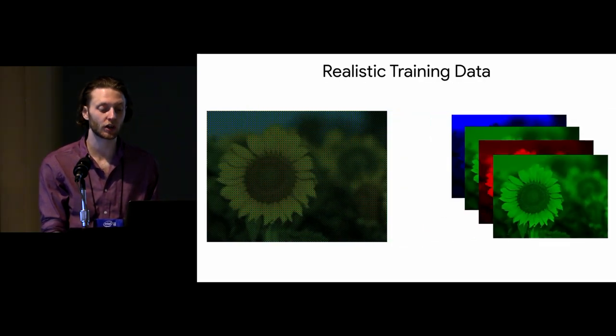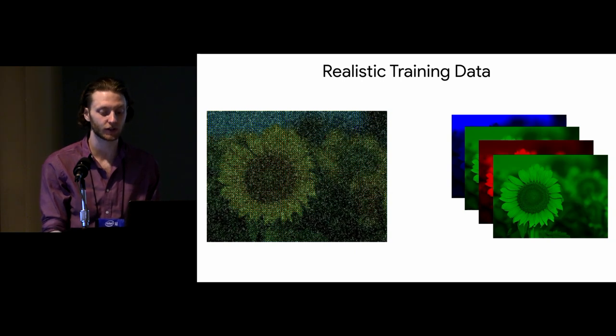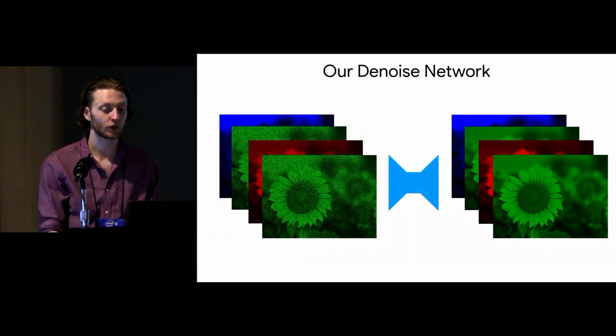From the synthetic raw image, we extract the individual Bayer color channels, and then add realistic photon noise. We train a neural network with a simple UNET architecture. Inputs are the noisy channels as well as the noise level, and the output is the residual noise.